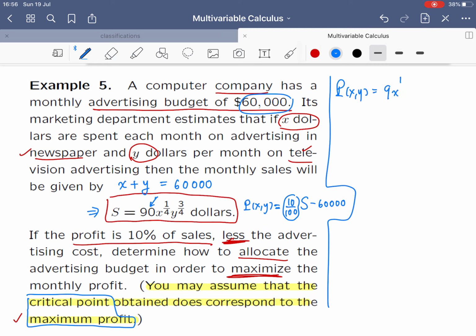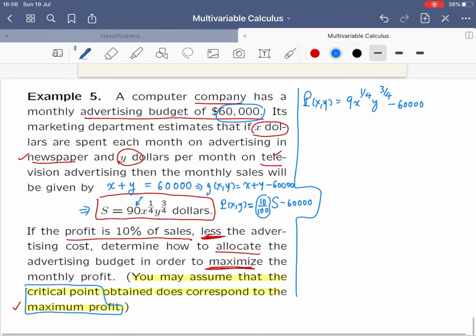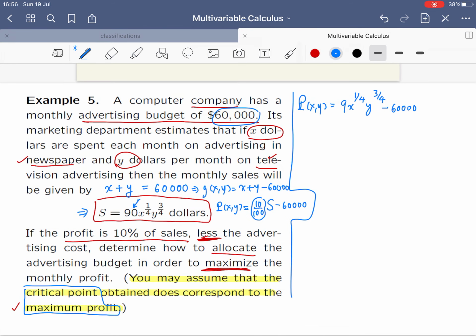9 x raised to the power 1/4 y raised to the power 3/4 minus the advertising cost, 60,000. And this is your g, a constraint. So it means that your g is simply x plus y minus 60,000. So we are going to use the Lagrange multiplier.